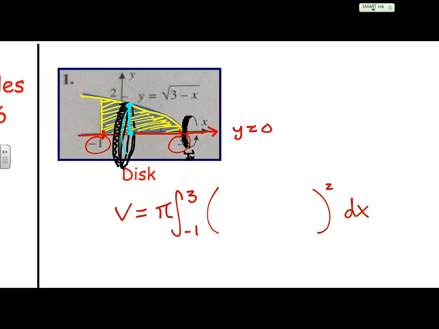And how do I do radius? Looking at the area between the region. Top minus bottom. And who's on top for this figure? Yeah, the y equals, which is the square root of 3 minus x. Remember, I need everything in terms of x. And what's the bottom in this figure? Yeah, y equals 0.